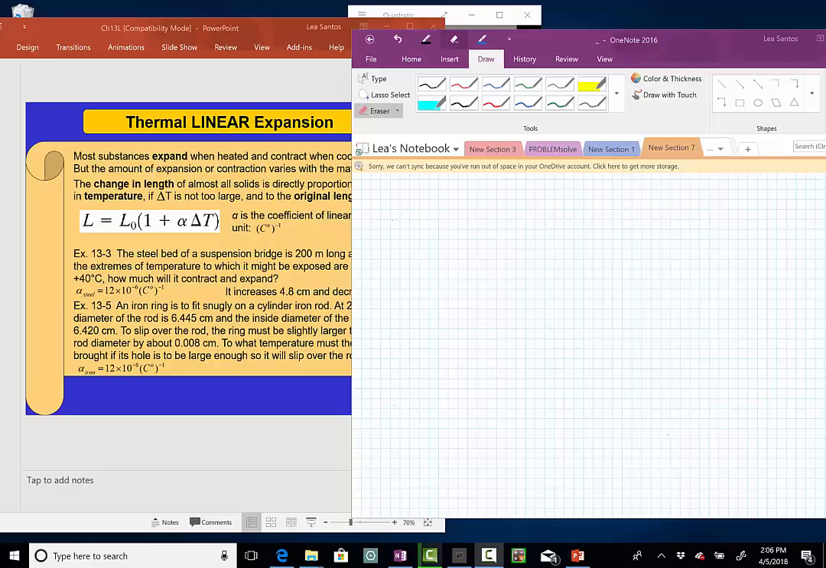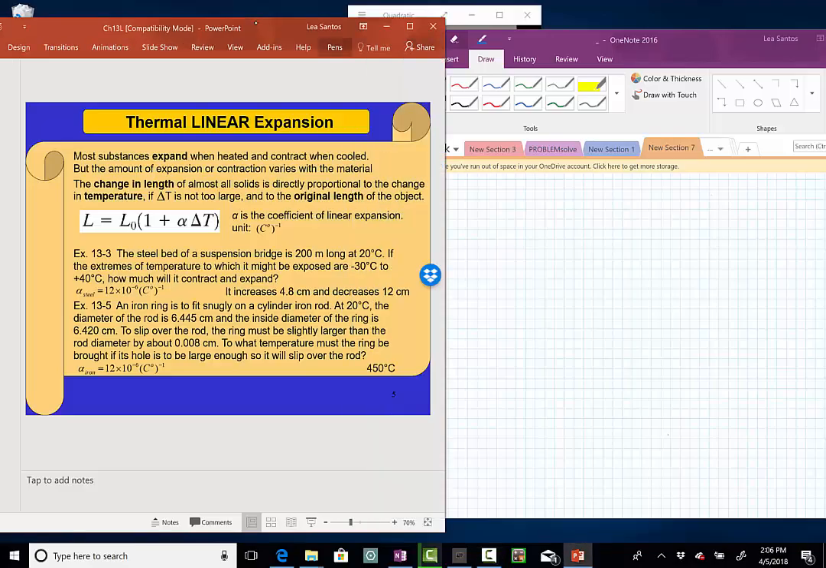Okay, so this is chapter 13 and this is the second lecture about this topic, not these little short lectures that I'm recording. And now we are going to talk about expansion. We already said that most materials expand when they are heated up. And now let's try to make this more formal. Let's try to write some equations.